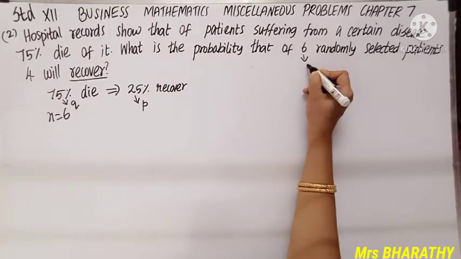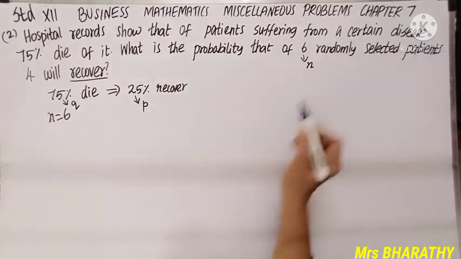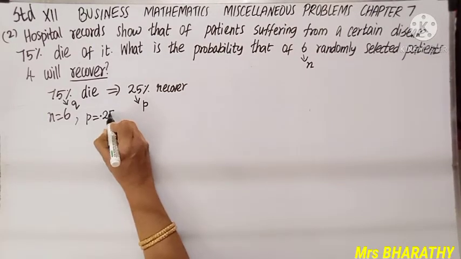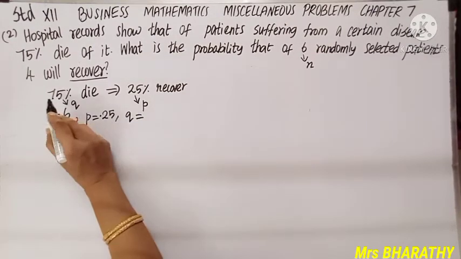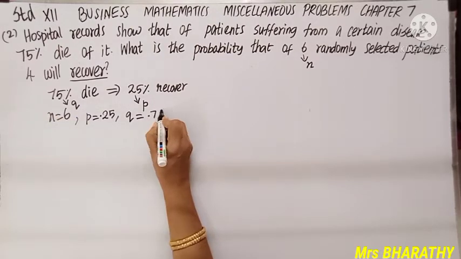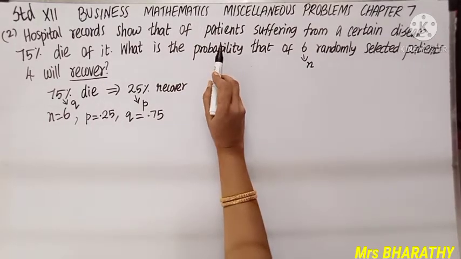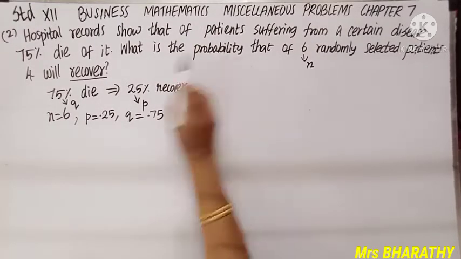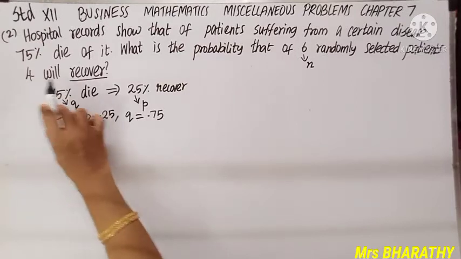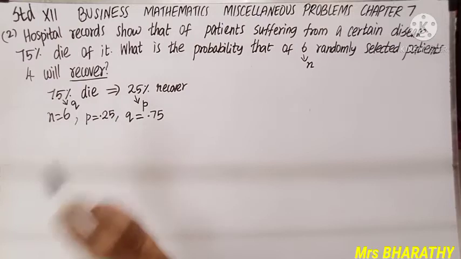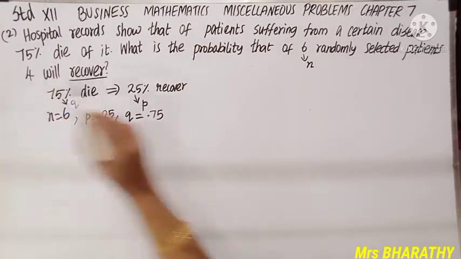This number I call N. So I know what is N, P, Q. P is 25%, which tells me 0.25. Q is 75%, which tells me 0.75. So every time you read the problem, understand that the last line, the last statement, whatever the question, represents P. So my question is exactly 4 will recover.